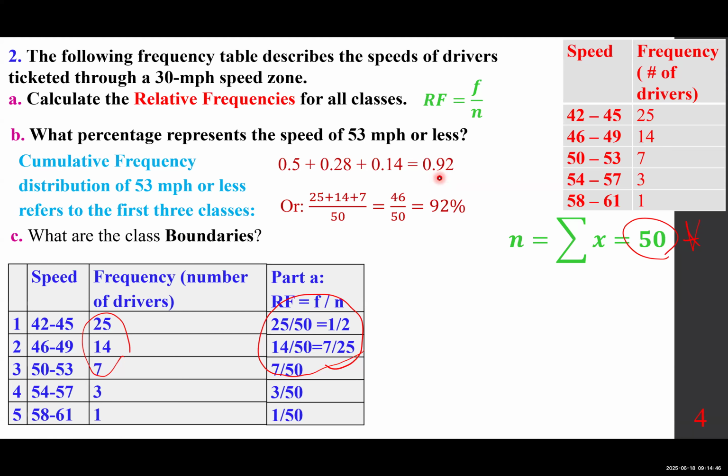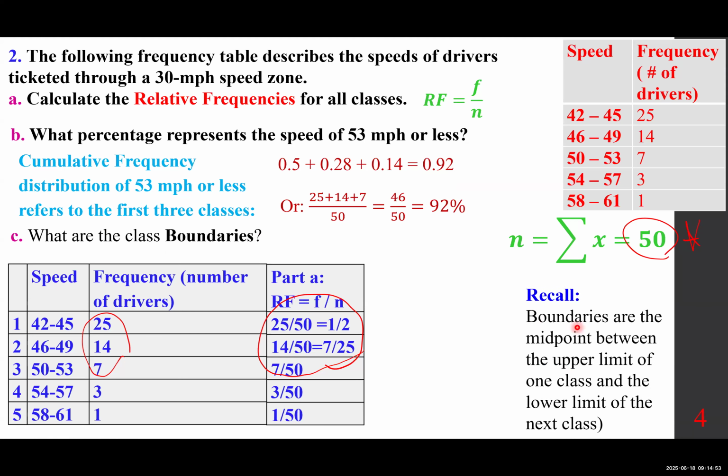What about the boundaries? Recall the definition of boundaries. Boundaries are the midpoint between the upper limit of one class and the lower limit of the next one. So for example, if we start with this first one, let me erase my work. So we add this, divide by 2. You get 45.5. This 45.5 would be the upper boundary of the first class, lower boundary of the second.